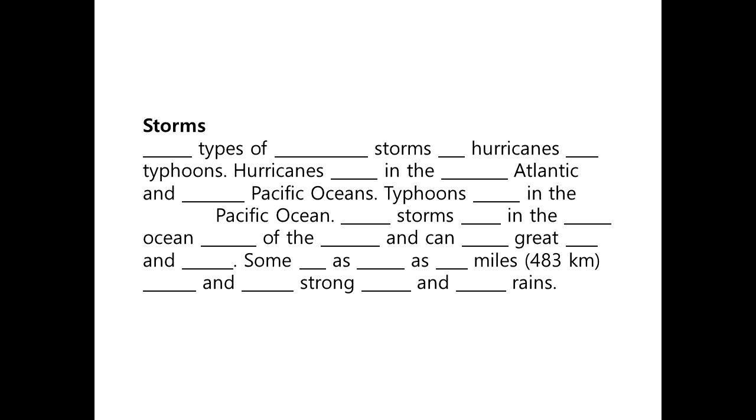Other types of destructive storms are hurricanes and typhoons. Hurricanes occur in the western Atlantic and eastern Pacific Oceans. Typhoons occur in the western Pacific Ocean. These storms arise in the warm ocean waters of the tropics and can reach great size and power. Some are as much as 300 miles, 483 kilometers, across and create strong winds and heavy rains.